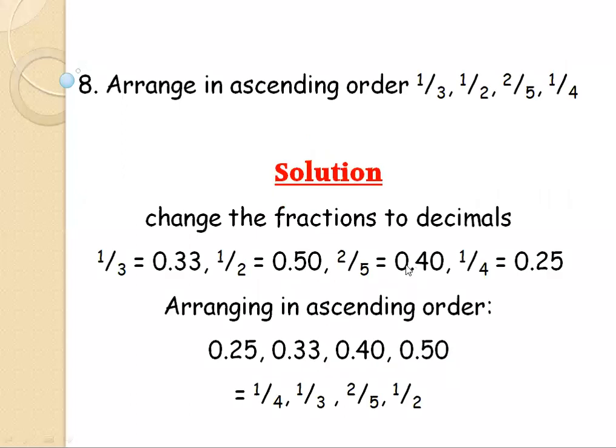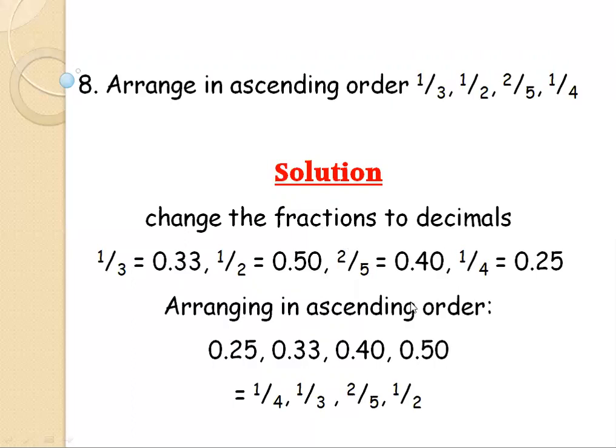This is the next. Arrange in ascending order: 1/3, 1/2, 2/5, and 1/4. Okay, to make this easy for us, let's change these fractions to decimals. It should be very easy for you to compare your decimals. So if I change 1/3 to decimal, it's 0.33. 1/2 is 0.50. 2/5 is 0.40. 1/4 is 0.25. Then I arrange in ascending order.